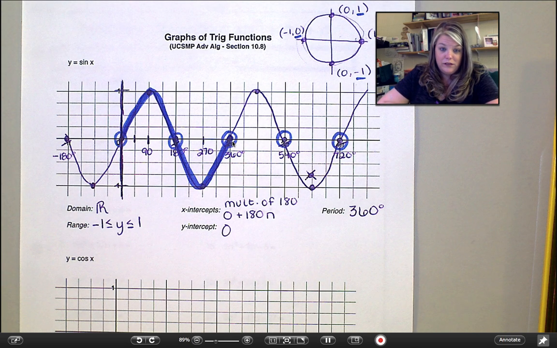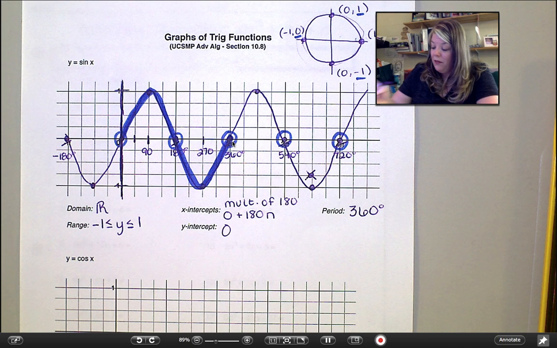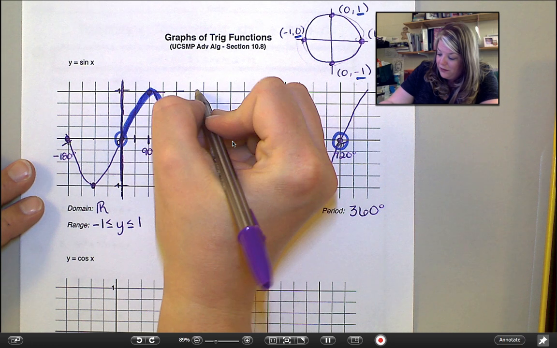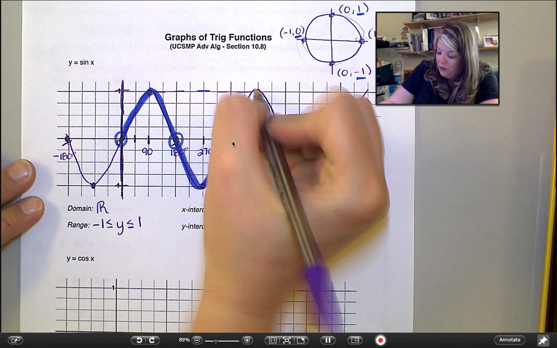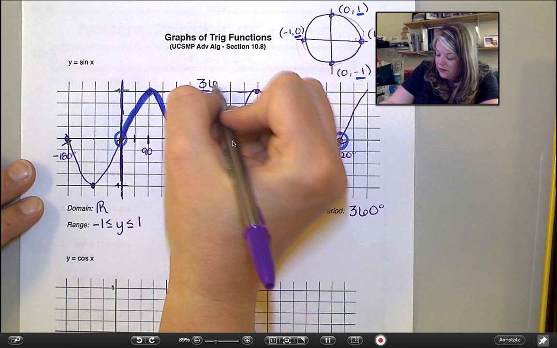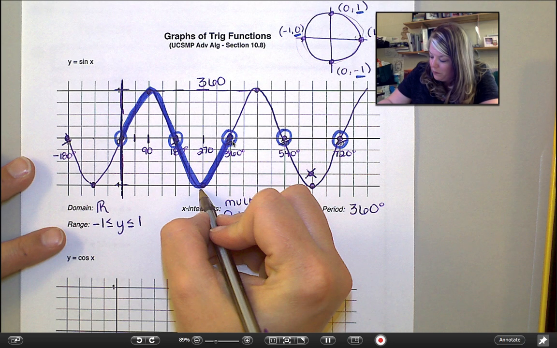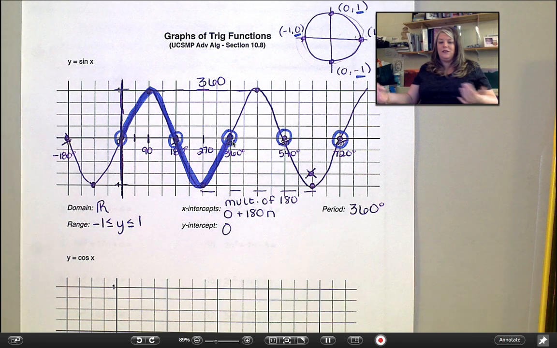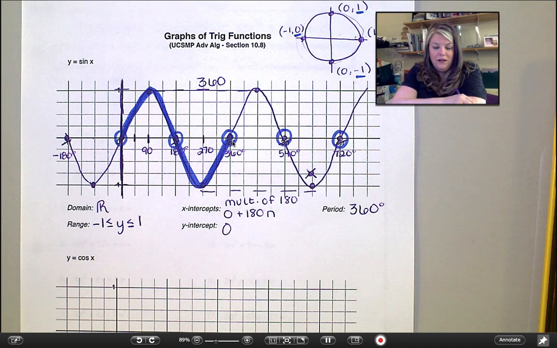And that's what we mean when we say the period is 360. Okay. By the way, that also means, if I were to measure from the top of this bump over to the top of this bump, that would also be a distance of 360 degrees. Or from the bottom of this bump to the bottom of this bump. Anywhere where it repeats is going to be a distance of 360. Okay? Okay, so that's really it for the sine function.